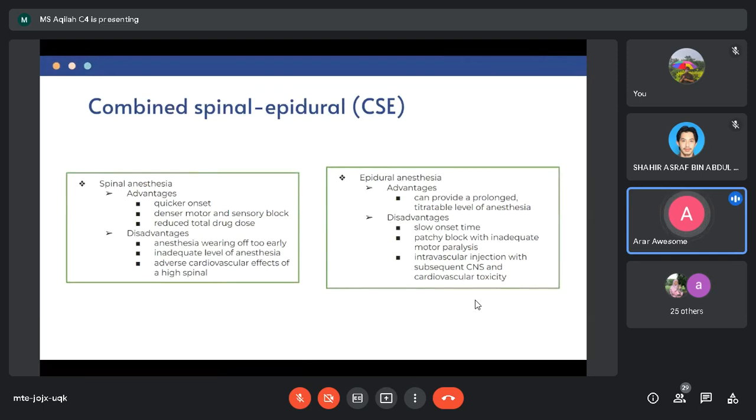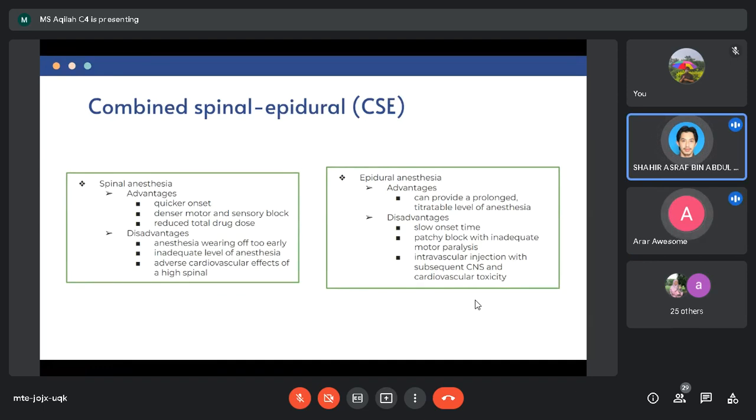While for the disadvantages, the anesthesia usually has a shorter duration of action, and inadequate level of anesthesia we can usually see in spinal anesthesia, and also the adverse cardiovascular effect of a high spinal compared to epidural anesthesia. What do you mean by inadequate level of anesthesia? We don't reach the level of anesthesia that we need in certain surgery.